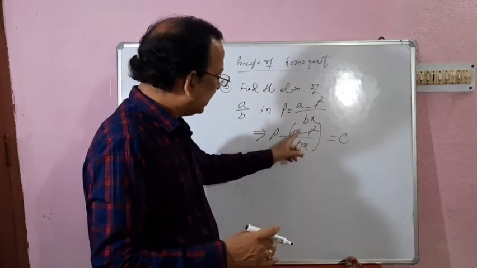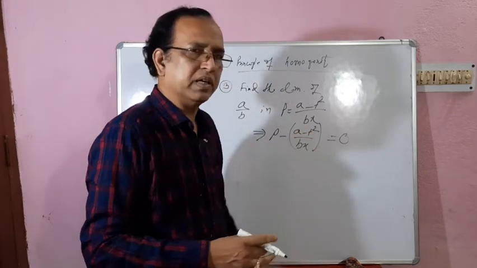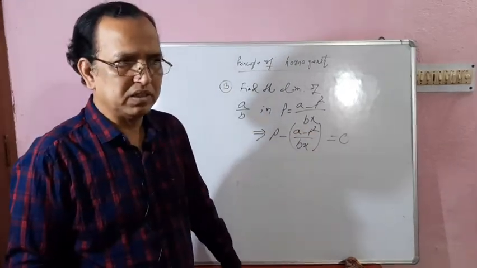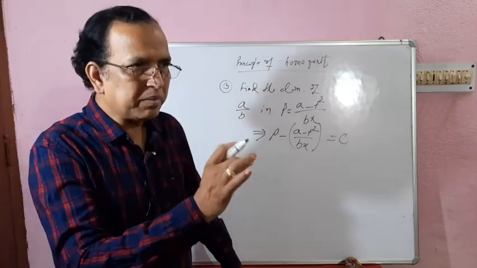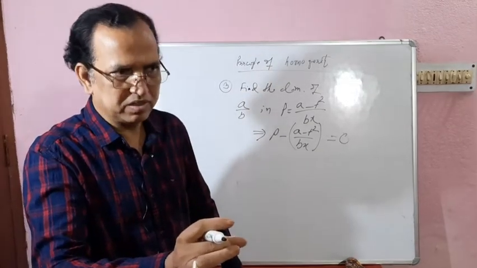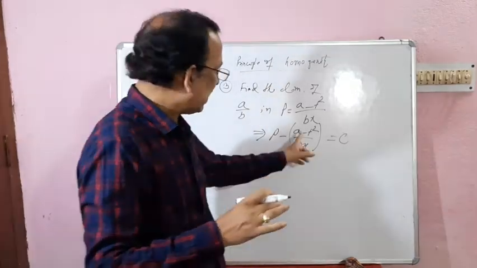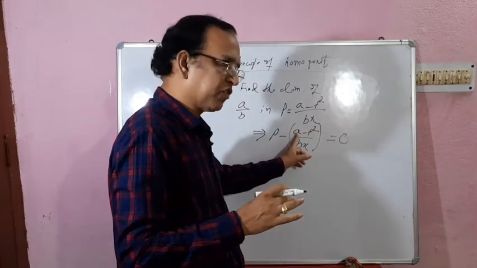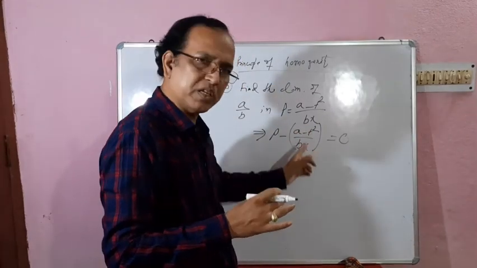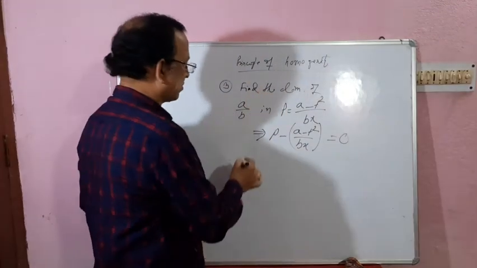In A minus T square by Bx, A minus T square: in the case of the same dimension, these are added or subtracted. So A minus T square means the dimension of A is equal to the dimension of T square. So the dimension of A first.